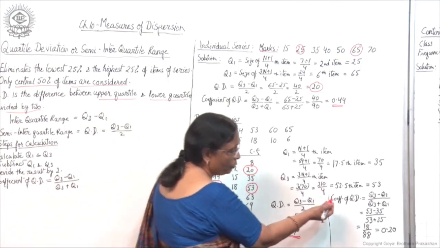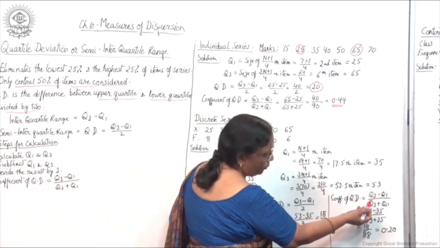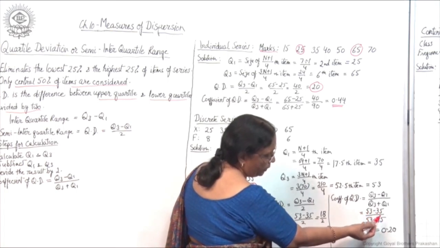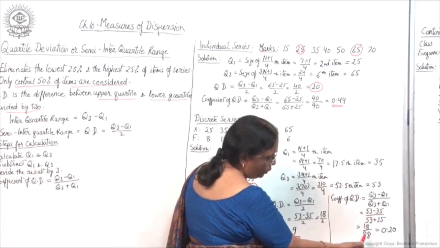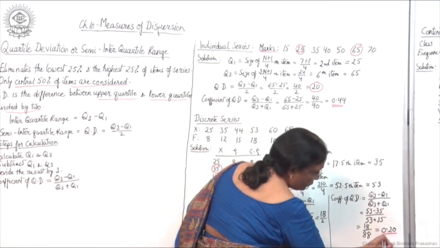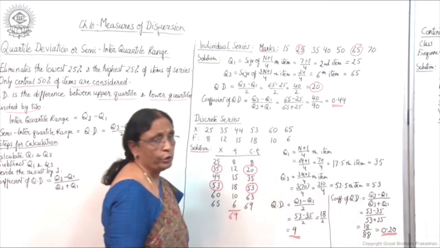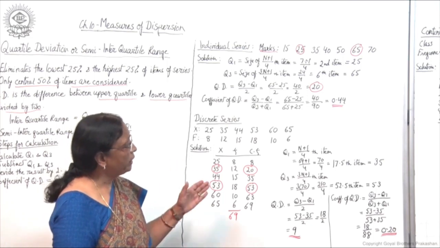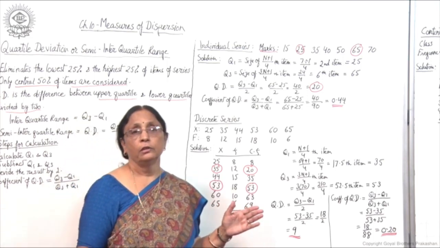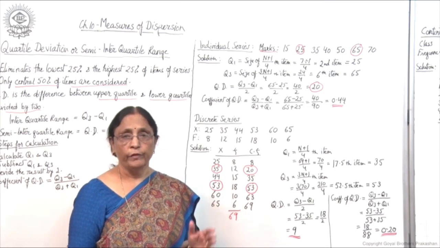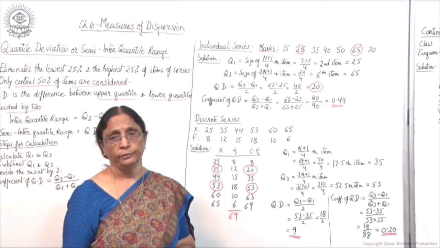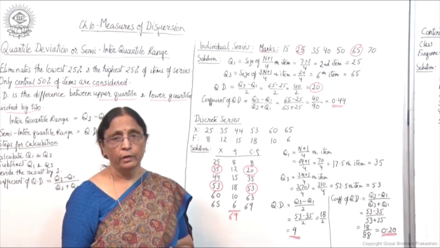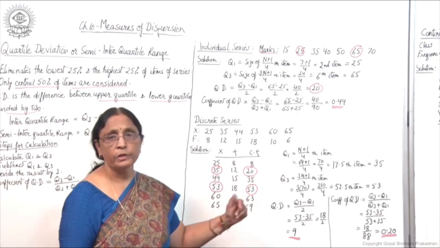Now coefficient of QD, Q3 minus Q1 upon Q3 plus Q1, 53 minus 35 upon 53 plus 35, 18 upon 88, and this will give you coefficient of QD. The main thing is you learn the formula, you know how to put the values at the proper place. There is no chance of any error and the calculation becomes simpler.